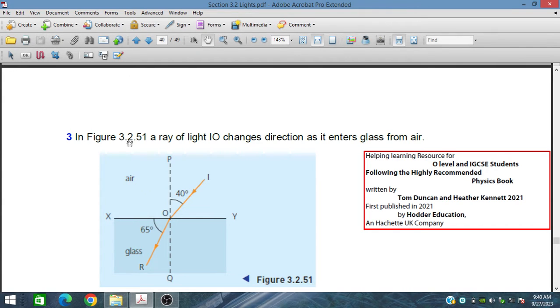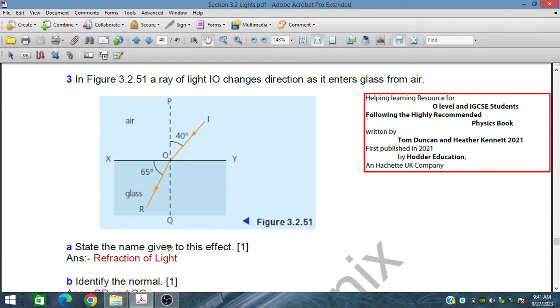In figure 3.2.51, a ray of light IO. This IO is the ray of light that changes direction as it enters glass from air. So this is air. From air, an incident ray is entering inside the glass in this way. OR is a refracted ray, and we have to answer the following question. State the name given to this effect.